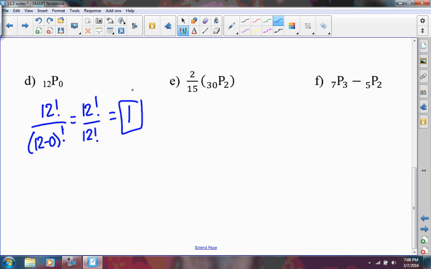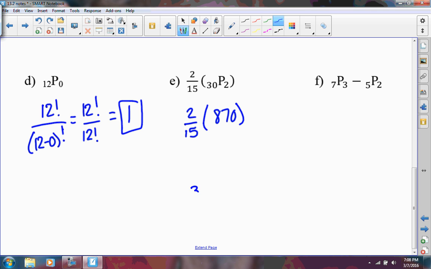Now part E is just a little bit different because it's got a number, a fraction, that we're going to multiply by the value after we get 30 permutation 2. Okay, so when you type this into your calculator, the 30P2, we'll leave the 2 over 15 for now, and then that value that you get for your permutation is 870.